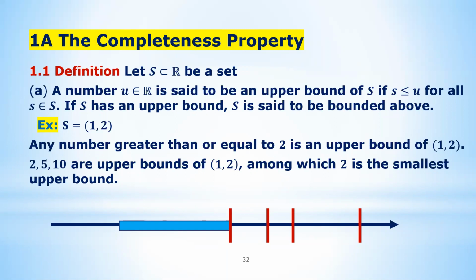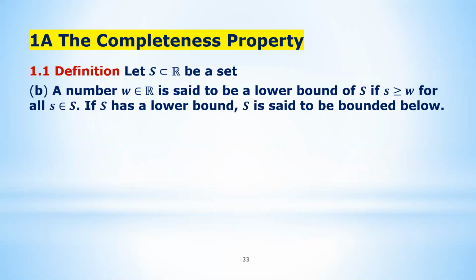So this is how we talk about upper bound and bounded above. And for the same reason, we can also introduce, on the other side, the left side, the lower bound and bounded below. So that comes to definition part B. If you have a number W, it's said to be a lower bound if it's on the lower side: any number in S has to be greater than or equal to W. And if S has a lower bound, then S is considered to be bounded below.